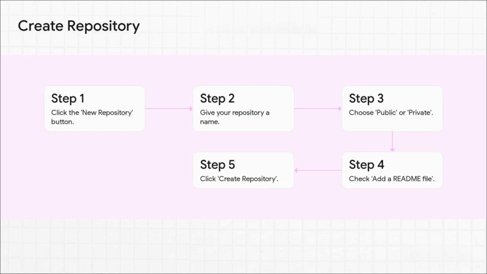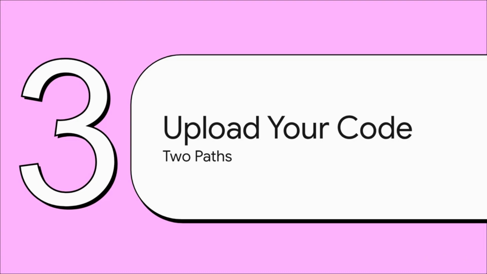Find that big New Repository button and give it a click. Give your project a simple name, something like My First Project. Now this is important. Make sure you choose public. That way other people, like future employers, can see your work. And I always recommend checking the box to add a README file. It's just good practice. Then just hit Create Repository. Excellent. You should now be looking at a brand new, but very empty repository. It's just waiting for your code.